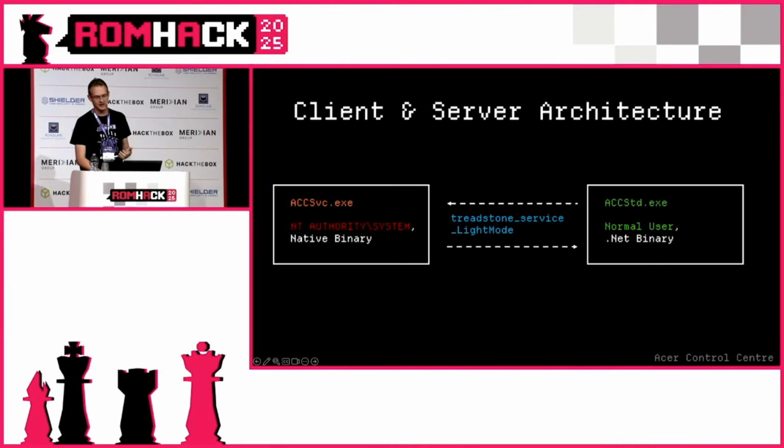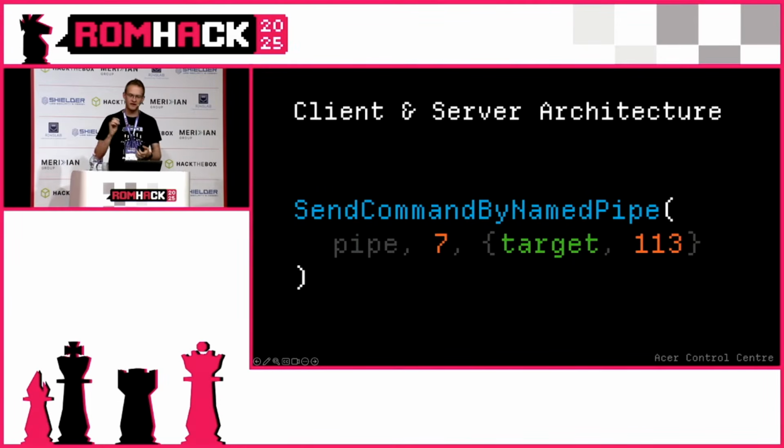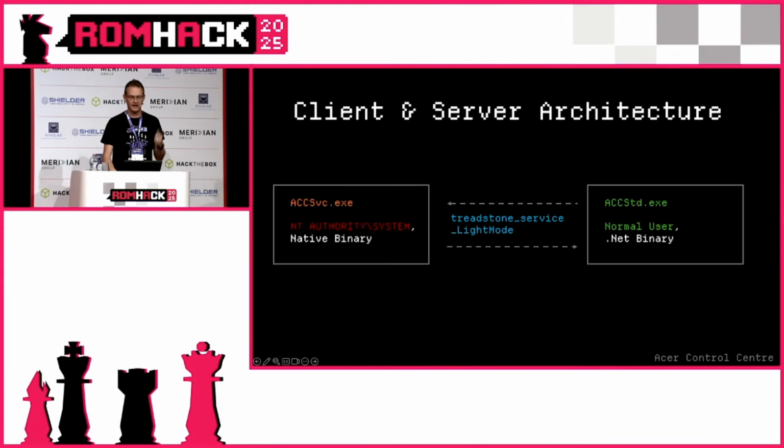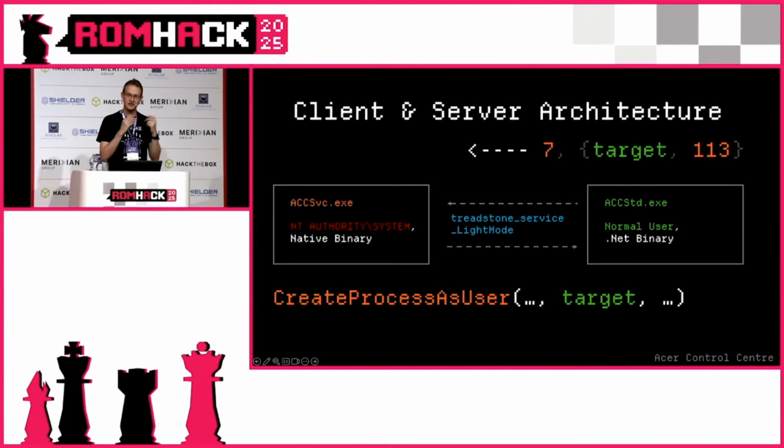Now, reversing the client a little bit more, one of the functions you'll come across is this function called send command by named pipe. It takes a handle on a Windows named pipe, a 7, which I don't know what it means yet, a target, and 113. 2 integers that don't mean anything yet, but sort of gives me a good idea of what this function does. In the context of the server setup here, when that command gets sent over the pipe, there is some code path here that finally runs this create process as user, taking that target argument as one of the arguments that it needs to run.